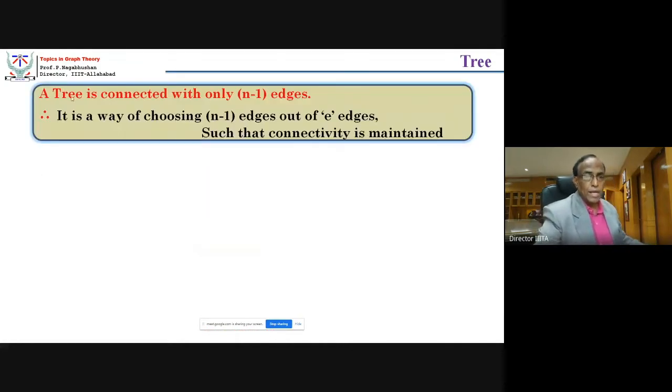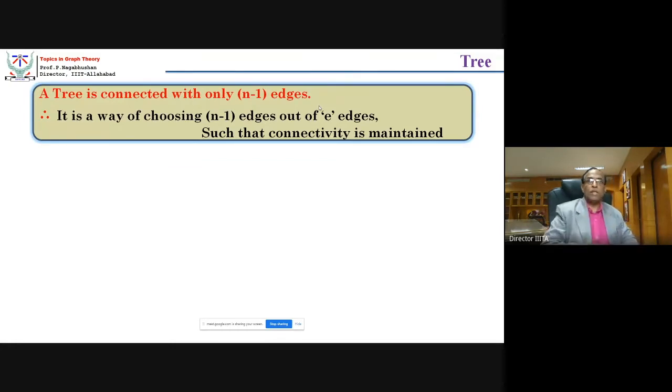A tree is connected. This is one of the definitions. A tree is connected with only n minus 1 edges. Note that definition. Therefore, the algorithm should be to make a choice of n minus 1 edges out of the e edges present in the graph, such that the connectivity is maintained. In other words, all vertices remain connected.